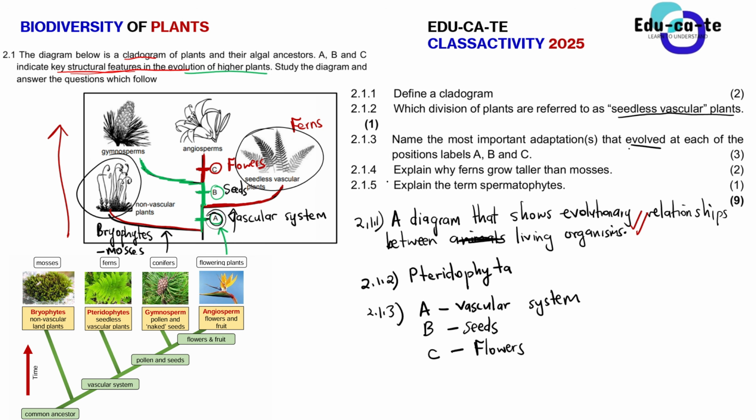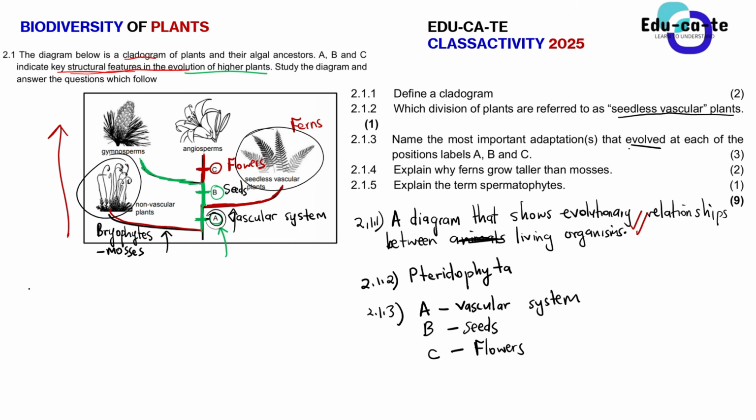And then 2.1.4 says, explain why ferns grow taller than mosses. Remember that ferns belong to the kingdom Pteridophyta, and mosses belong to the kingdom Bryophytes. So basically, the bryophytes keep on having a smaller size. They do not grow to be that big. Why is that? They're asking that actually. Compared to the bryophytes, ferns can become very tall.